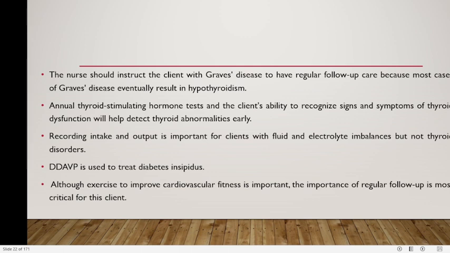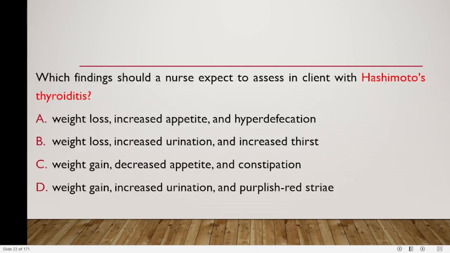DDAVP is used to treat diabetes insipidus, and in this case we are talking of hyperthyroidism, so it is not indicated. Although exercise is important to improve cardiovascular fitness, the importance of regular follow-up is more critical for this particular patient. Which finding will the nurse expect to assess in a patient with Hashimoto's thyroiditis?